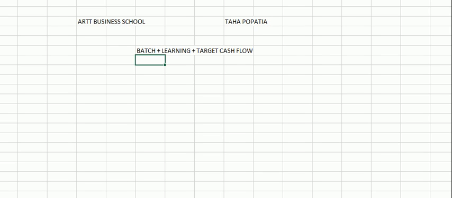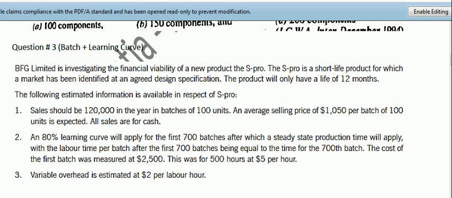Well, in this video, I will be solving a past paper question from ACC examinations, which pertains to batch costing, learning costing, as well as target cash flows. It is a very important question for anyone attempting ICAP examinations for cost and management accounting paper. Let us move on to the question.